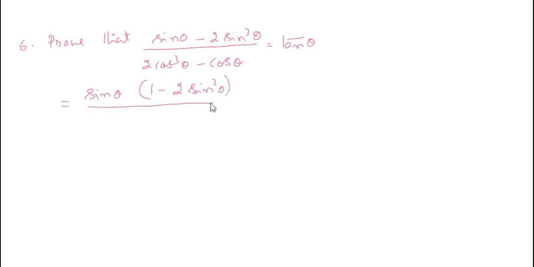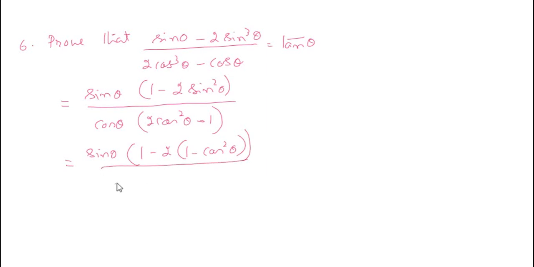In the denominator cos theta is common, so I am taking cos theta out. Cos theta into (2 cos square theta minus 1). This can be represented as sin theta into (1 minus 2 into sin square theta), and as we said just now, sin square theta is equal to 1 minus cos square theta. Denominator I will keep as it is, cos theta into (2 cos square theta minus 1).